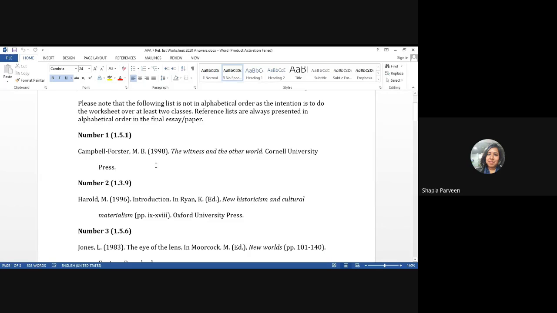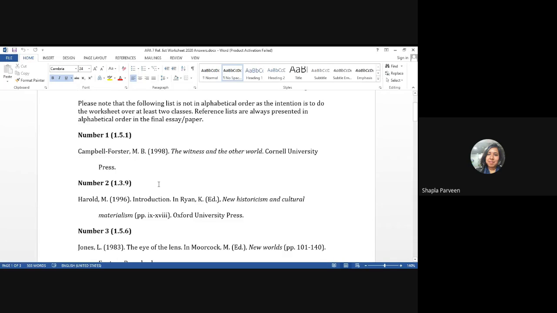Okay, now you can also check the answer. This is a book. You can check the rule in your guidebook, rule number 1.5.1. This is for a single author for books, printed books. So that's the rule. You can check that all the rule numbers are given. You can double check in your APA guidebook.